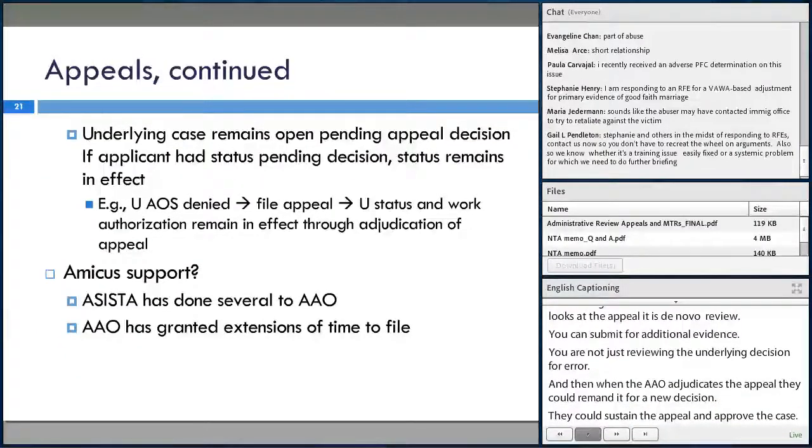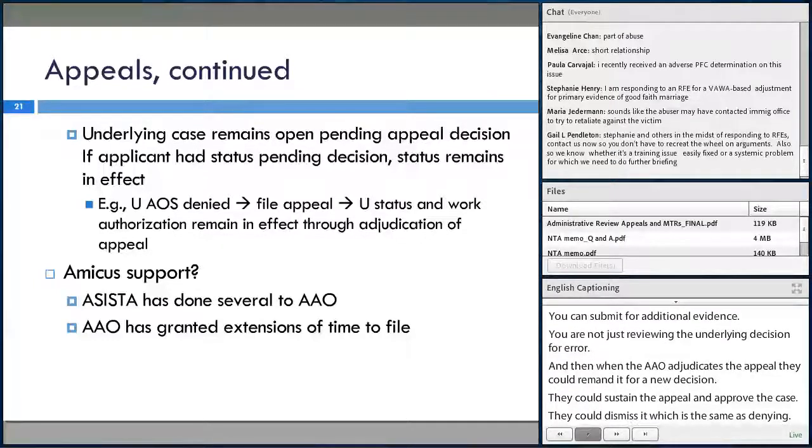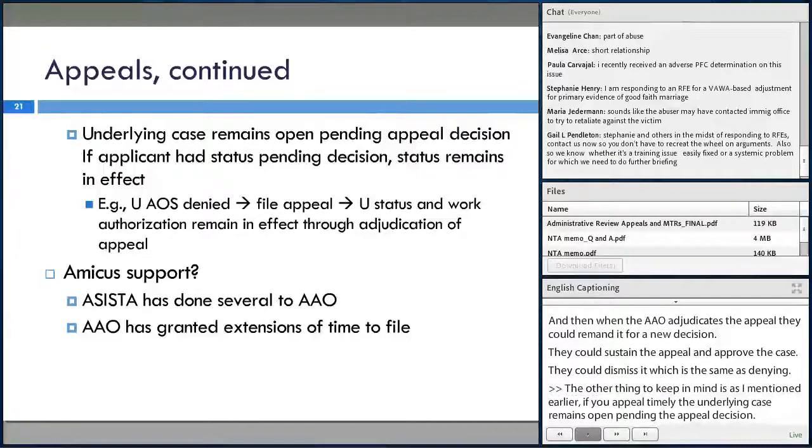The other thing to keep in mind is, as I mentioned earlier, if you appeal timely, the underlying case does remain open pending the appeal decision, right? So the example I was talking about earlier was for U adjustments of status, which is where this really comes in handy, because your client is in U status and maintains their status during the pendency of the appeal of the denial of the adjustment. And they would also maintain their eligibility for work authorization as well.